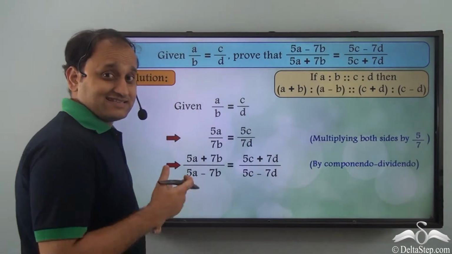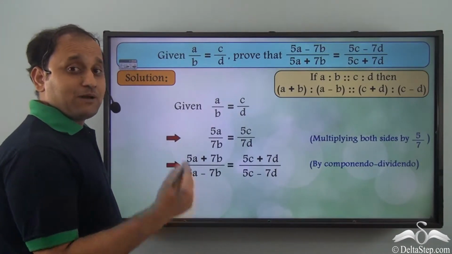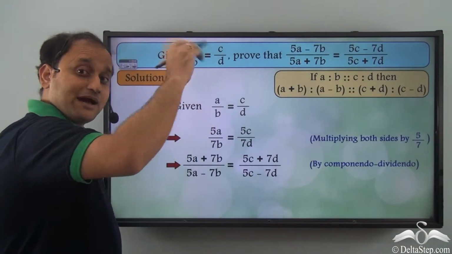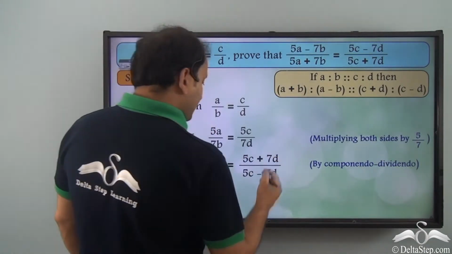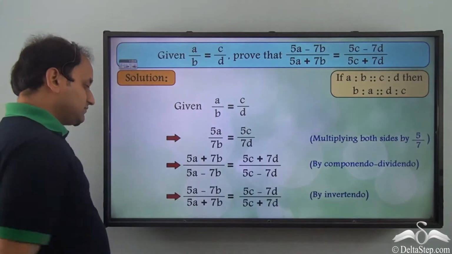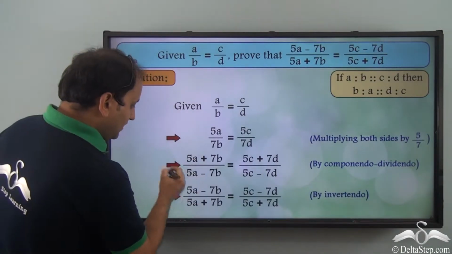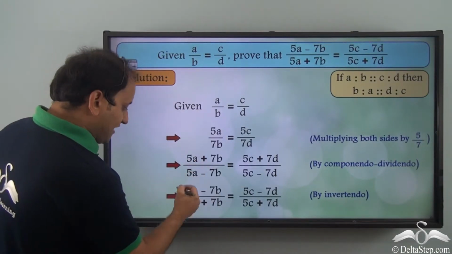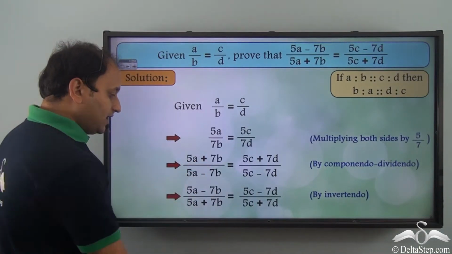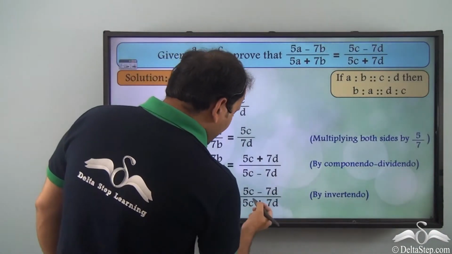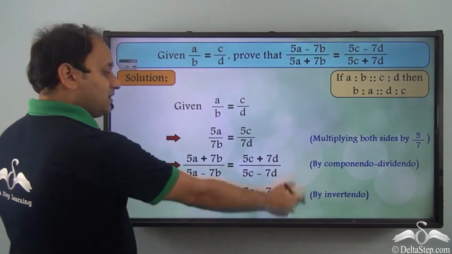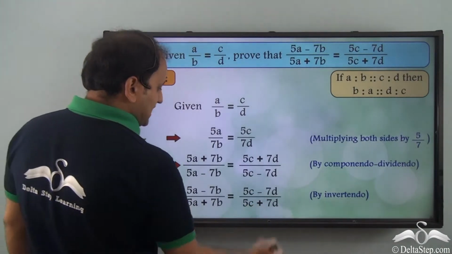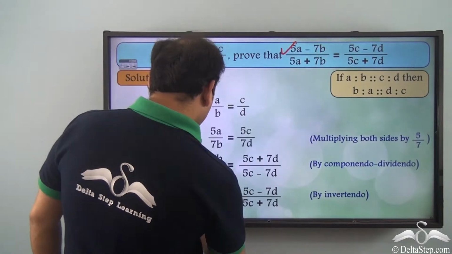What does it say? It says that if we have a by b is equal to c by d, then we get b by a is equal to d by c. So if we apply invertendo, then the fractions get inversed. So we have 5a minus 7b by 5a plus 7b is equal to 5c minus 7d by 5c plus 7d by applying the invertendo property. And this is what we need to prove, isn't it?